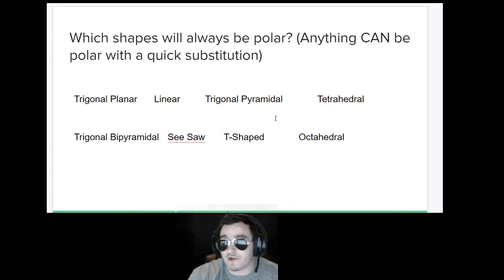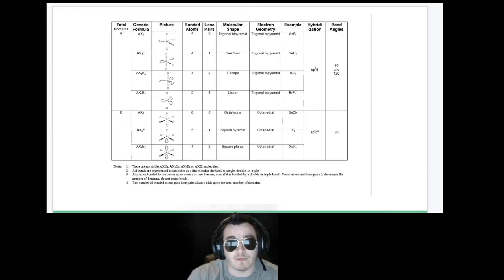Octahedral, as long as all the atoms attached are the same, it is going to be a nonpolar molecule. How do I know that? It has 6 atoms attached and no lone pairs. No lone pairs on the molecule, and as long as they are all the same atom, it means it is a nonpolar molecule.